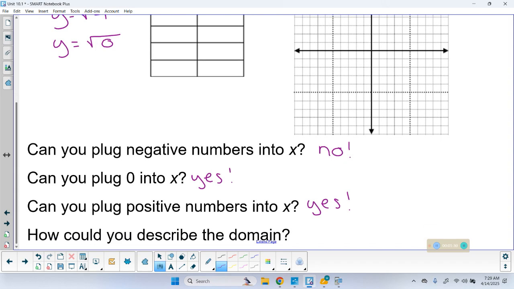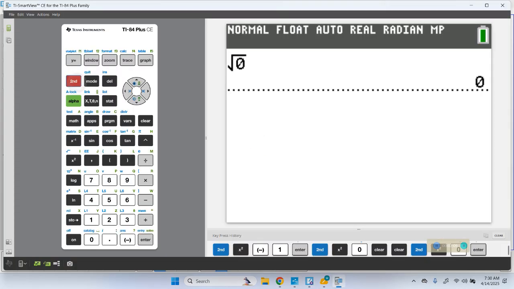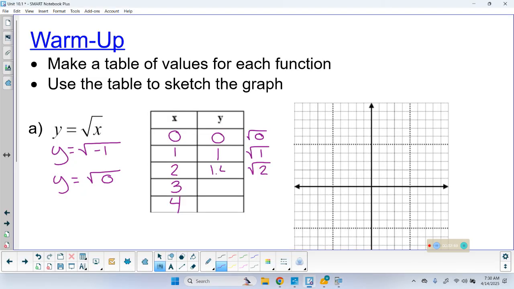Now there is another question that says, how could you describe the domain? We're going to have to graph this first before we can determine. Because we cannot plug in a negative number, the first x value we can plug in is 0, and then we can plug in 1, 2, 3, and 4, okay? If you plug 0 into x, you get the square root of 0, which is 0. If you plug in 1, square root of 1 is 1. If you plug in 2, the square root of 2 won't come out nicely, and that's fine. You get a decimal. Let's round it to the nearest tenth, so about 1.4.